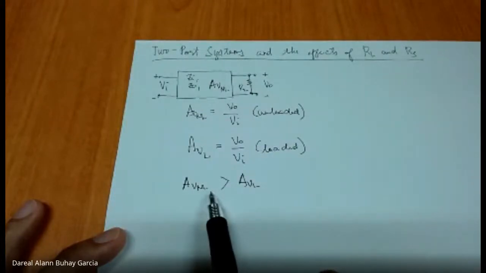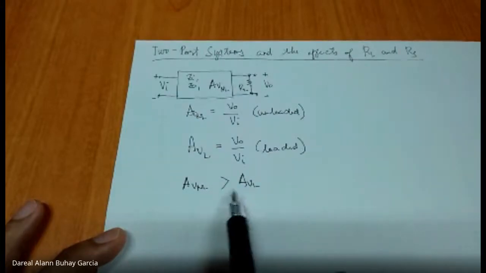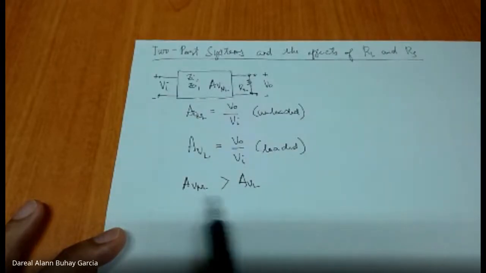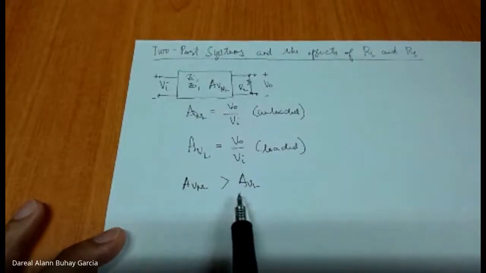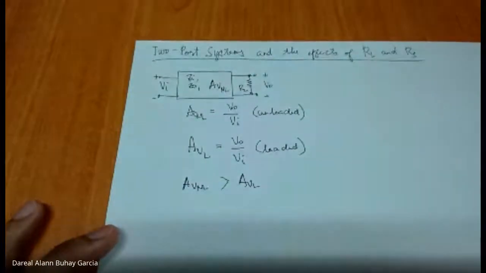If we use this as a marker or determinant, we can check whether what we are doing is correct. This should hold true: the system's unloaded gain is larger than the loaded gain. So the loaded voltage gain of an amplifier is always less than the no load gain. Okay.